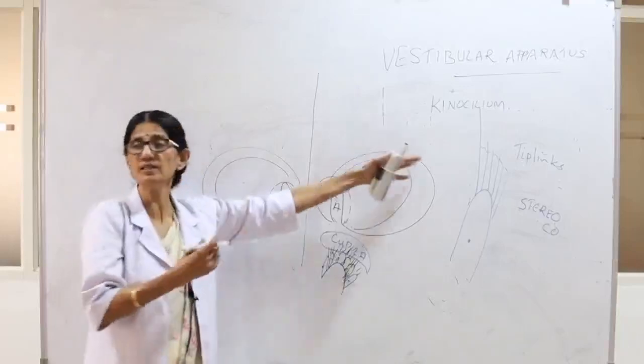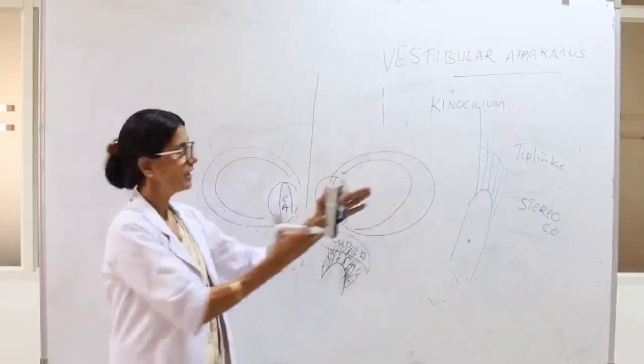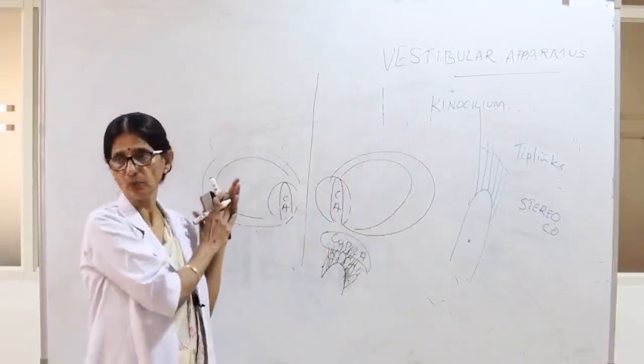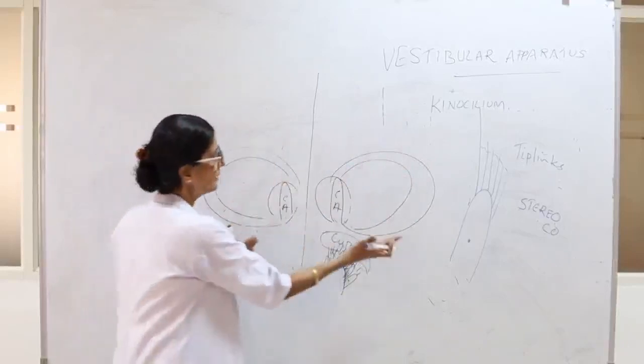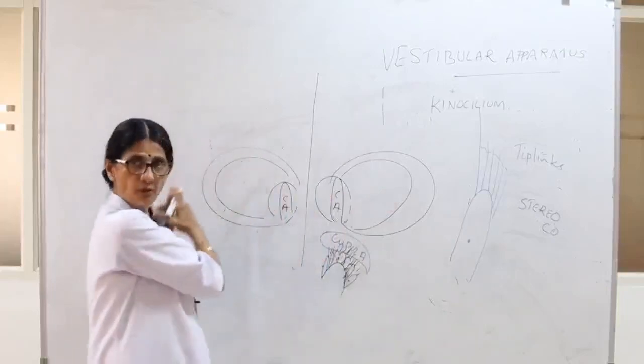So now when we consider the neuronal signal, what will happen? If both are moving to the left side, what will happen? On the right side it is moving towards the kinocilium, but on the left side it is moving away from the kinocilium.